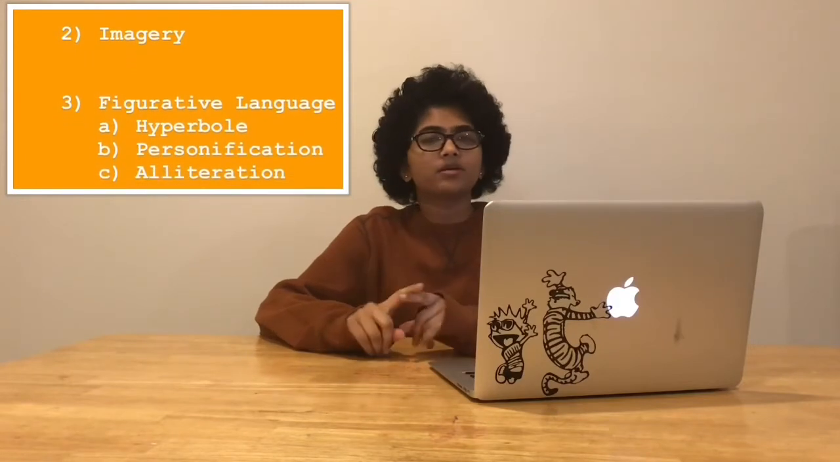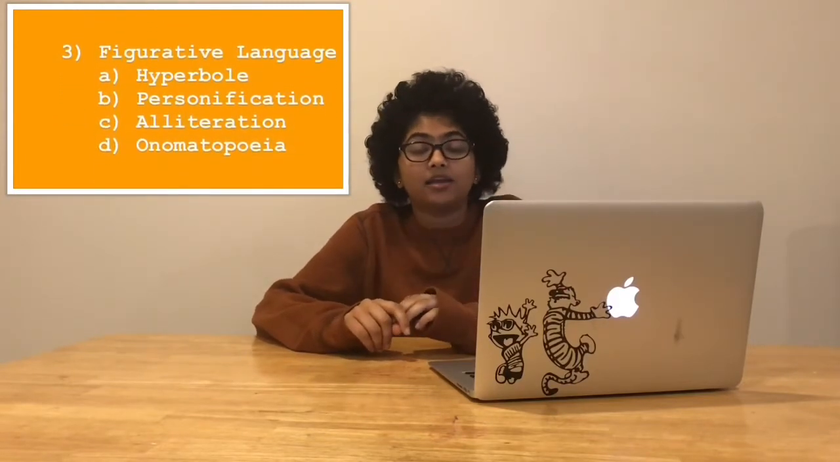So, let's recap. In this video, we've learned what literary devices are, how they're used in The Tempest, how The Tempest uses tone, imagery, and figurative language, such as hyperbole, personification, alliteration, and onomatopoeia, to bring layers to the story, as well as how The Tempest uses allusions and paradoxes to make the reader really think about what's going on.